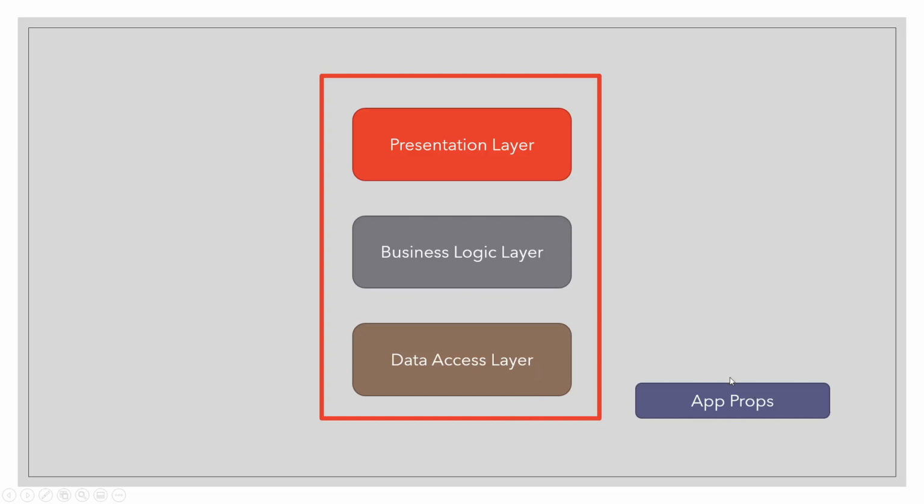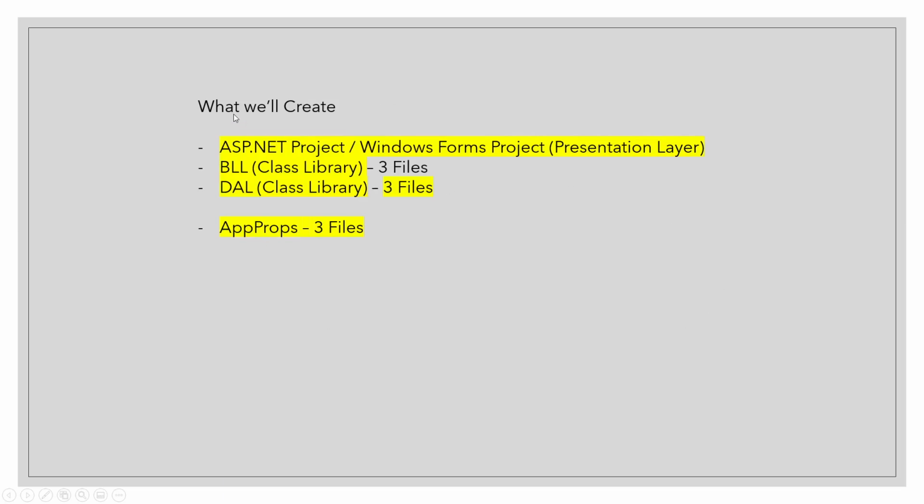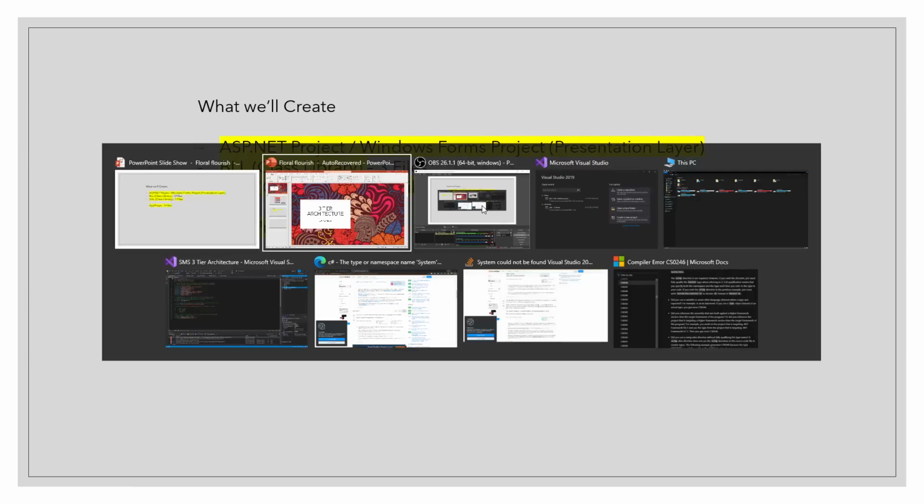And we have app props. This can be considered a custom data structure. We will put all of our variables in here, and then we will pass this to our data access layer. That's about it. Okay, so we will be creating these files. So without any further ado, let's get started.